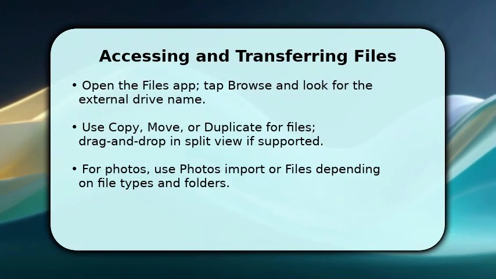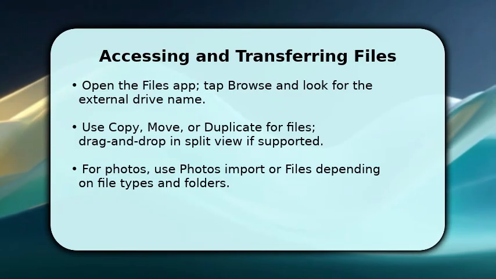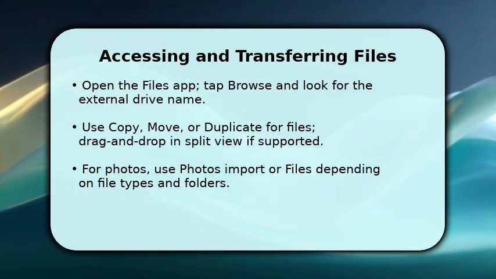Open the Files app and tap Browse. You'll see the external drive listed under Locations. Tap it to view folders and RAW files.